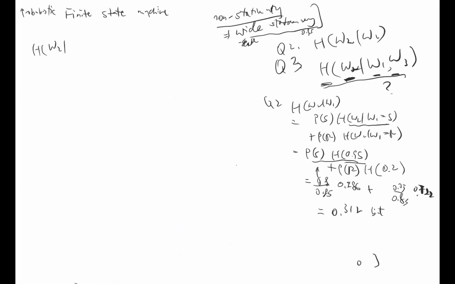I can write H of W2 given W1, W3 as H of W2 given W1, minus I of W2, W3 given W1, right? So something like that. Oh, I think you have a typo, it should be given W1. So question 2, yes.